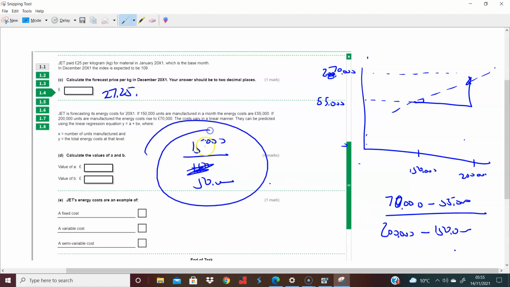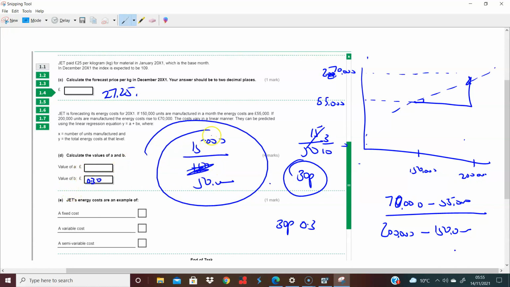So this is, with every unit, how much does the variable cost increase by? That's 15,000 over 50,000, 15 over 50, which is 3 over 10, and 3 divided by 10 is 0.3. So you have a 30p change in variability. So your b is 30p, 0.3.